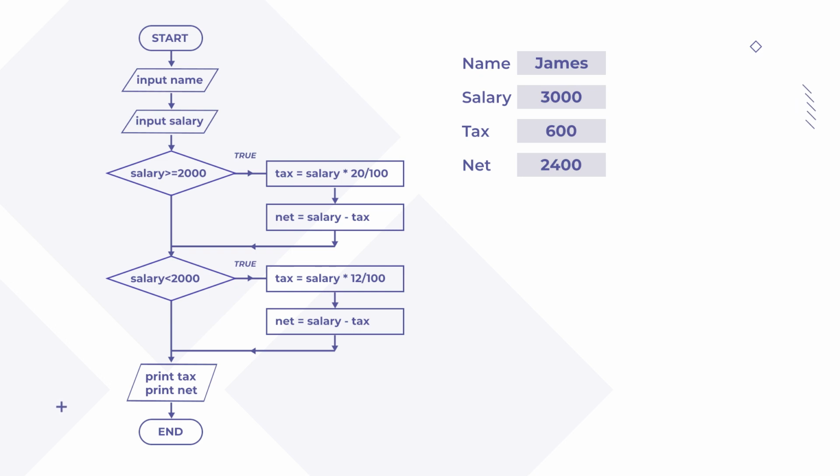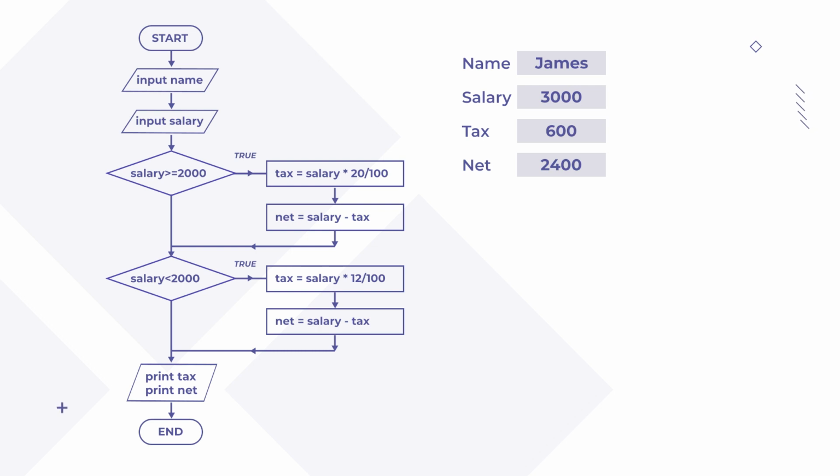What we are doing here is a calculation. We are doing a 20% calculation here and a 12% calculation here. We are doing the 20% calculation if the salary is greater than 2000. So first it will check if the salary is greater than 2000, then it will go there and do this calculation at the rate of 20, and then it will calculate net. But if this is false, if the salary is not greater than 2000, it will ignore that and go to the next condition.